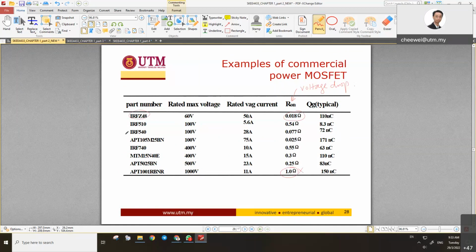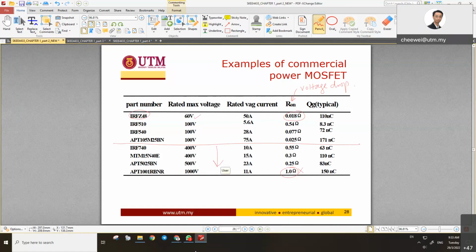But I need to consider as well. If I want to operate my system at 120 volt, can I use this one? No, cannot, because the rated voltage is only 60. I cannot use this IRFZ48 in my system if my voltage is 120 volt. So which one can I pick? The option is only here.